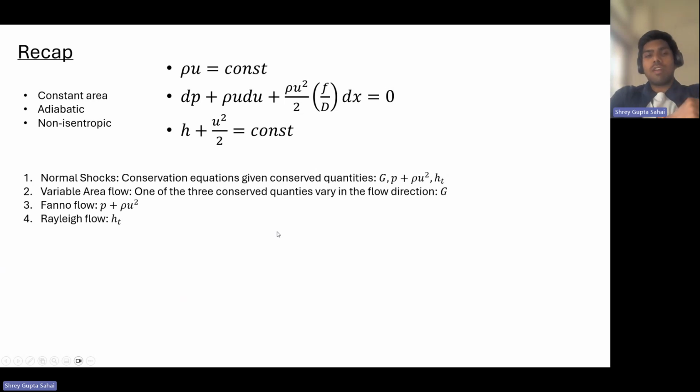Last time we did Fano flow, we saw that P plus rho U squared is a quantity that can be given a name. I don't remember what name has been given before. I don't recall right now, so we'll not worry about that.